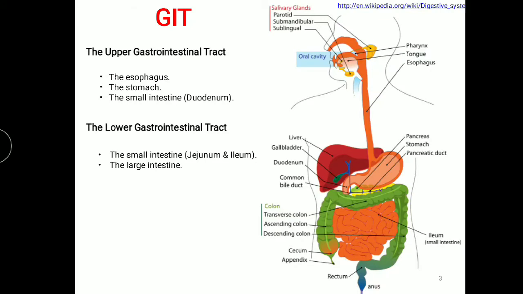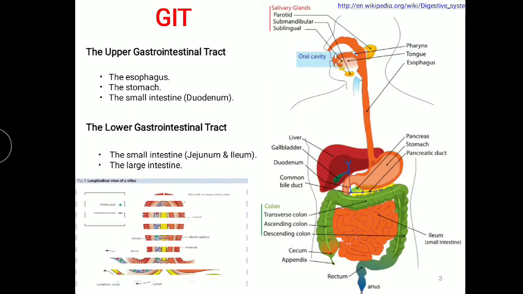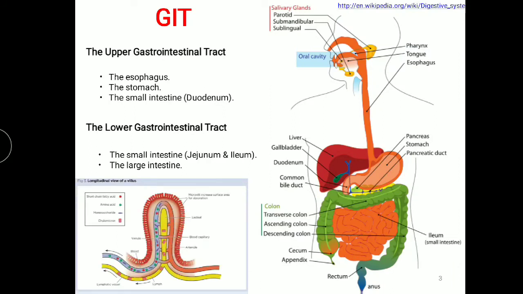The duodenum contains Brunner's glands that produce bicarbonate, and pancreatic juice also contains bicarbonate to neutralize the hydrochloric acid present in the chyme.